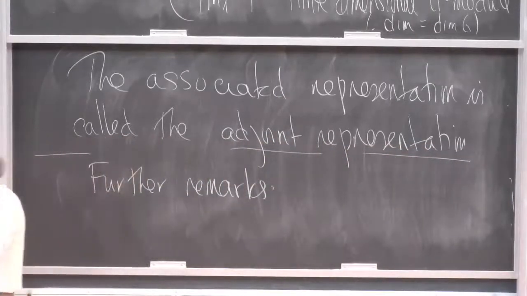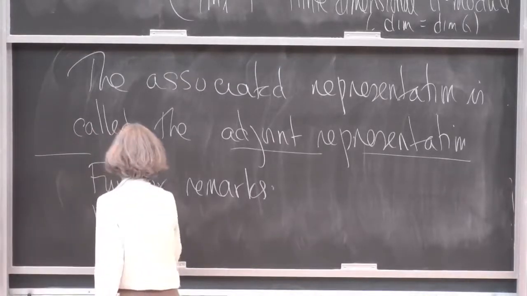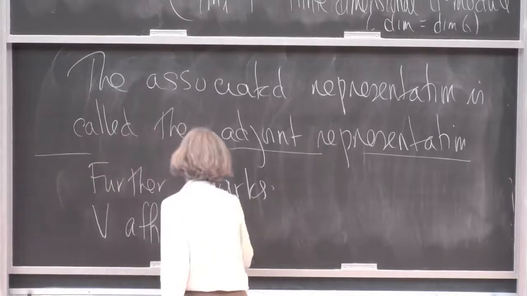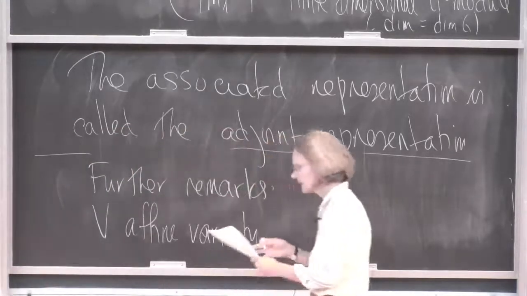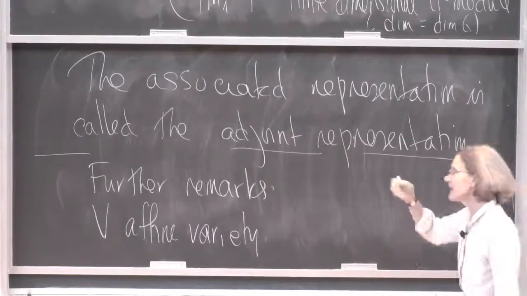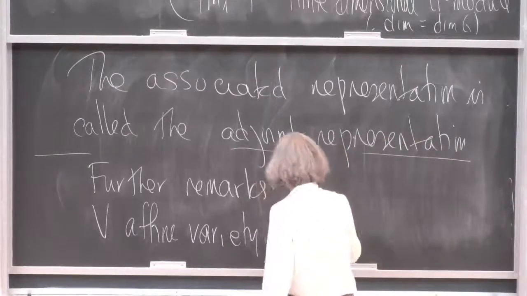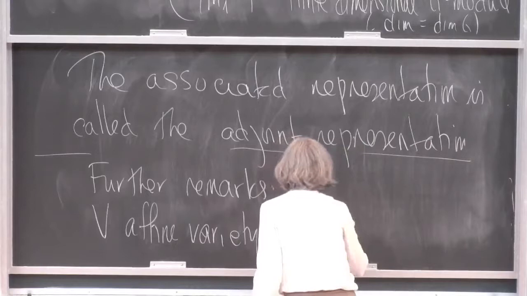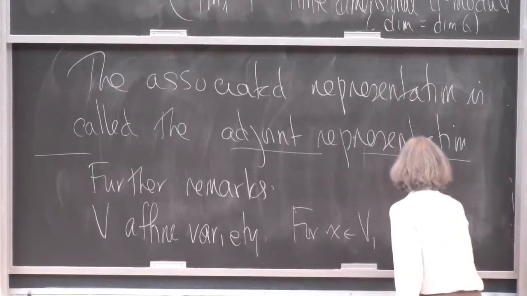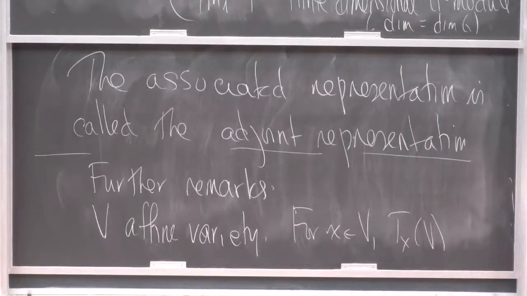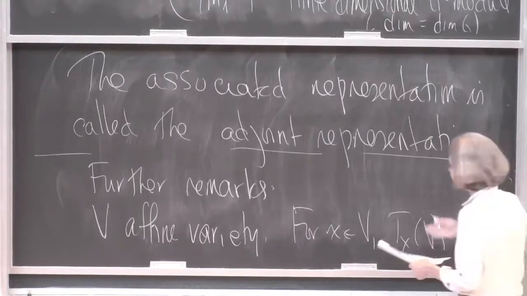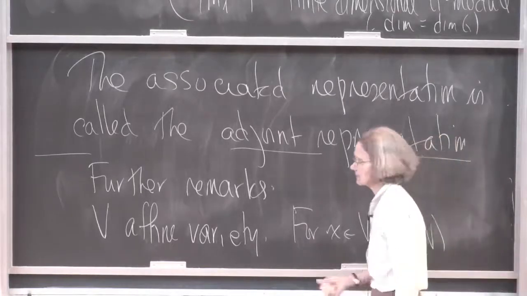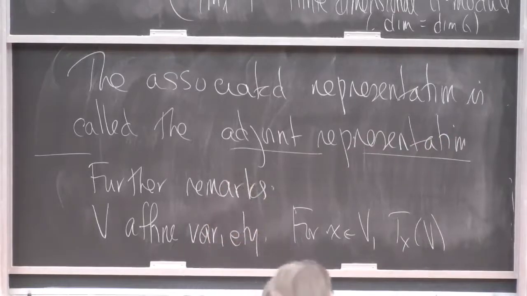So take V to be an affine variety. I haven't used a V recently, have I? So let's say V is an affine variety. Okay, then for every point in the affine variety, you have the tangent space at that point. So for x in V, then this T_x of V is going to be the space of point derivations on the K-algebra associated, on the associated coordinate ring.